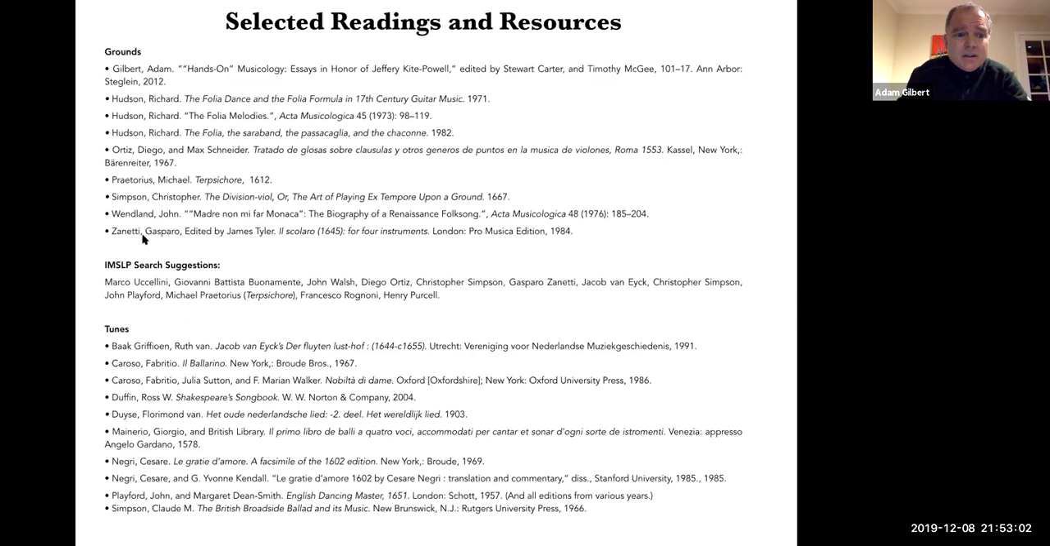And here's where we get to an important resource, IMSLP. You can look up Marco Uccellini. Almost all of Marco Uccellini's trio sonatas are based on tunes that are ground bass tunes. That's also the same for his teacher, Giovanni Battista Buonamente. John Walsh's division flute is a really great resource with examples of tunes. It's from 1706. All of these, even though they are in facsimile, are quite legible. The John Walsh is easily readable.